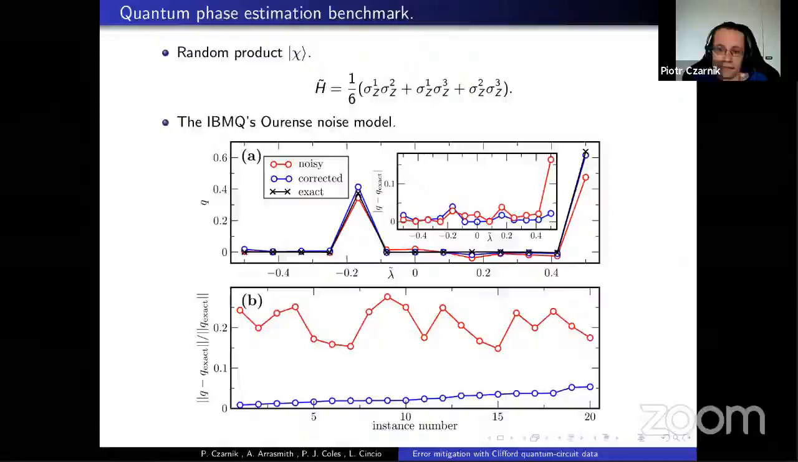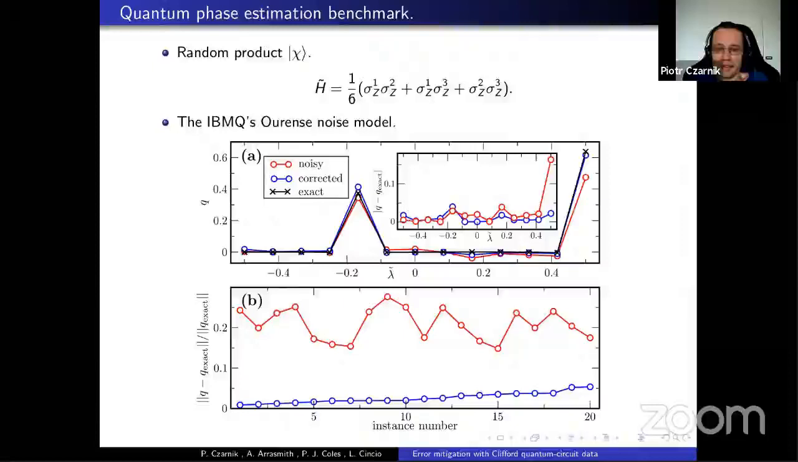And well done, using the algorithm we can decompose our input states into eigenbases of our Hamiltonian. We can perform this decomposition using just the noisy expectation values, or we can correct the expectation values and perform the decomposition using the corrected expectation values, and then compare with the exact expectation values. So in the top panel, you can see results of performing such decomposition in these three cases.